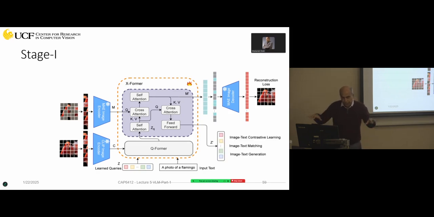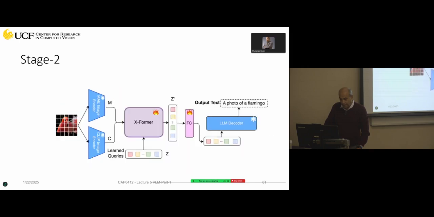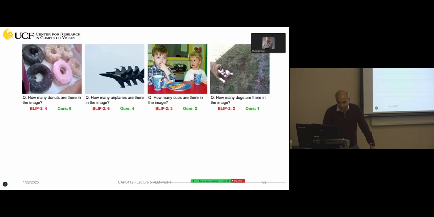And then again it uses the same losses: image to text contrastive learning, image text matching, and image text generation. And at the end, the second stage, as we said, given an image, you apply these two, you go to the X-Former, you get this representation, fully connected, go to the LLM decoder, and you get this. And that works better for these kinds of problems.